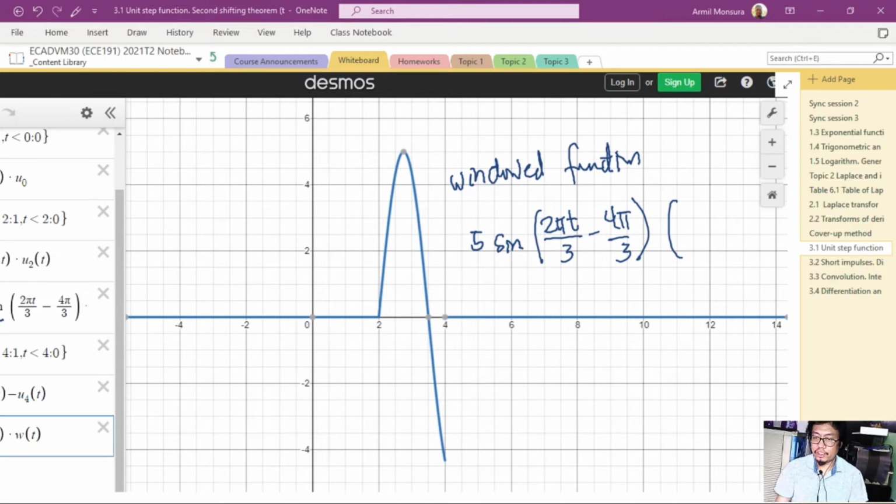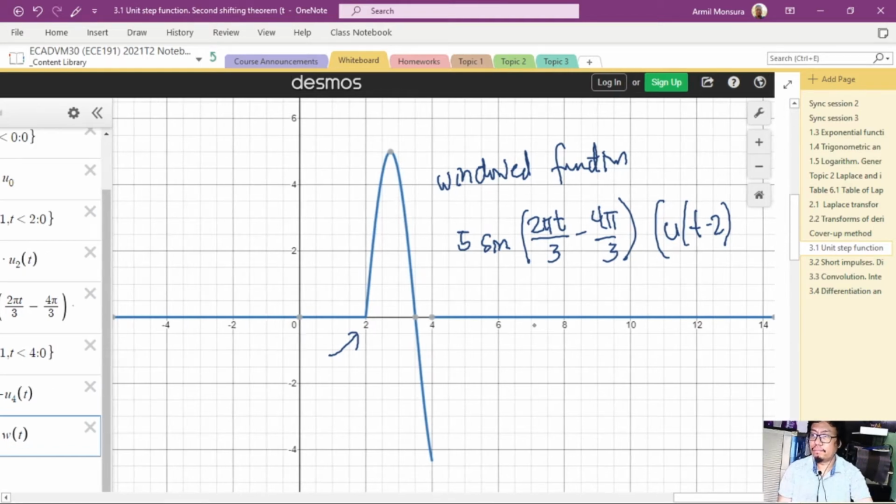Okay, my audio suddenly got lost. So as I was saying, this is the windowed function, which is essentially 5 times sine of 2 pi t over 3 minus 4 pi over 3, times u of t minus 2, which essentially delays it by 2 seconds, and then allows it to start at 2 seconds.